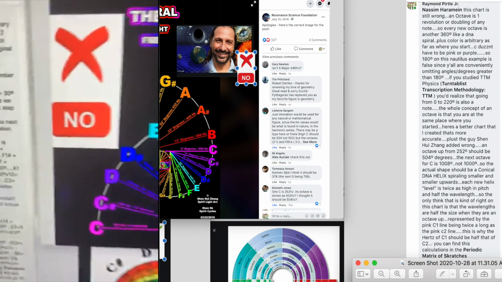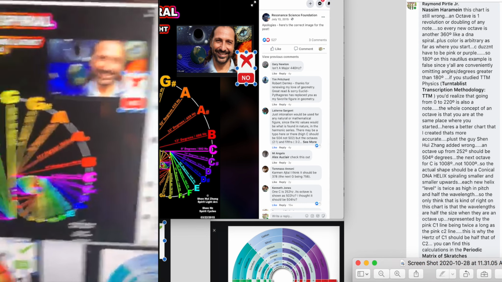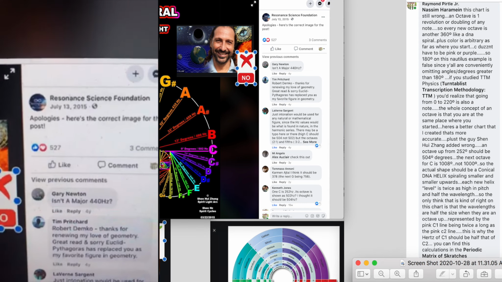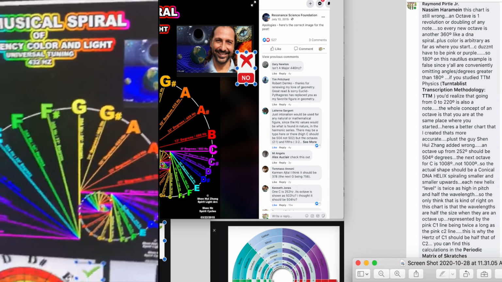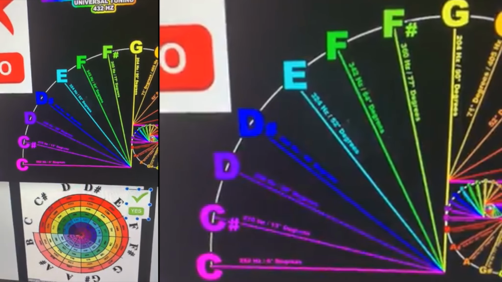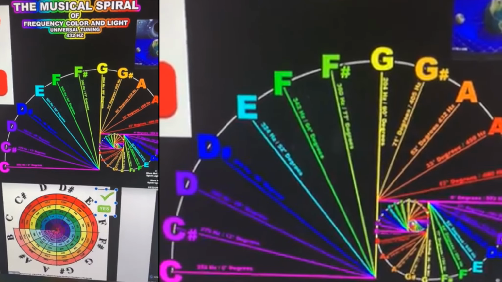So he made this chart right here, and I've called it out. That's why I put a big X here, big no, right? Because this chart says, he says, apologies, here's the correct image for the post. And this was a correction of another post he made, but this whole post is actually wrong. And it's wrong for a number of reasons, and I'm going to read all those reasons.